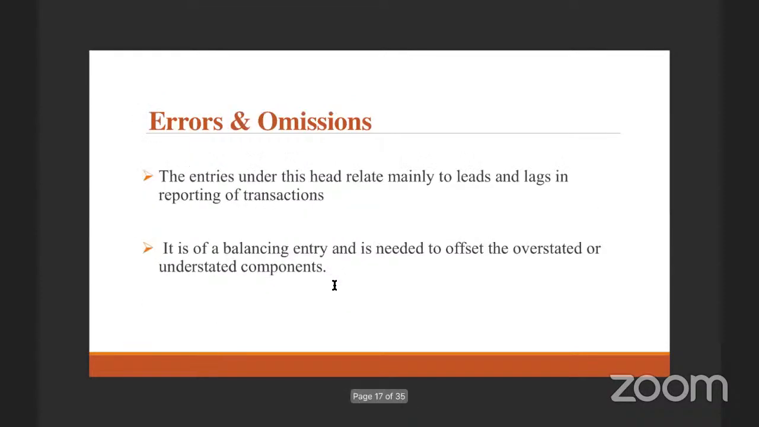Now, you have errors and omissions. The entries under this head relate mainly to leads and lags in the reporting of transactions. Lately you may be posting some entries, due to which there may be a mismatch. Then you have to adjust those figures.